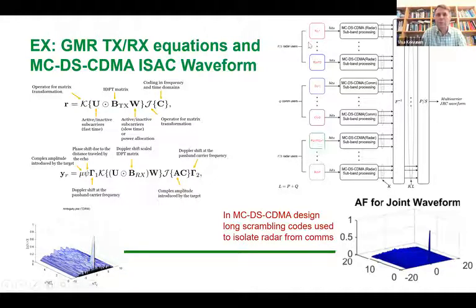In this particular design, we have the radar subcarriers on the edges of the band. So it would give you a larger RMS bandwidth and, as a result, a better range resolution. And here in the lower right corner, there's an ambiguity function for this type of joint multi-carrier DS-CDMA waveform with these scrambling codes. You can see that it looks almost like an ideal thumbtack ambiguity function. So it gives you a correlation over the delay domain and Doppler domain, and it has this close to ideal thumbtack shape, which is something one would desire from a radar waveform.